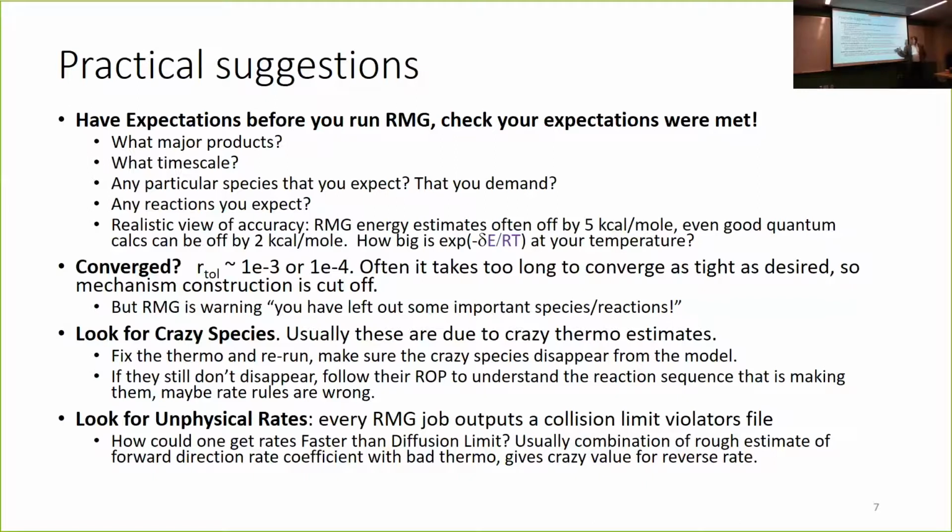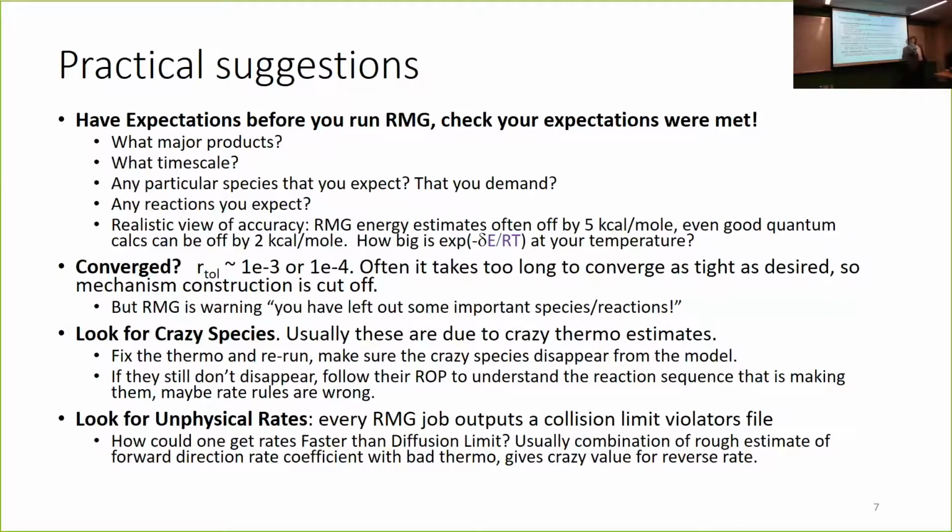Sometimes our model, and actually a lot of models in literature, include some unphysical rate coefficients. And RMG does a test at the end where it prints out a list of reactions that appear to be too fast, that appear to be faster than the collision limit. And you might say, well, how could this ever happen? And the way it normally happens is that somebody has a not too great estimate of a forward reaction and a really bad estimate of the thermo of the products.